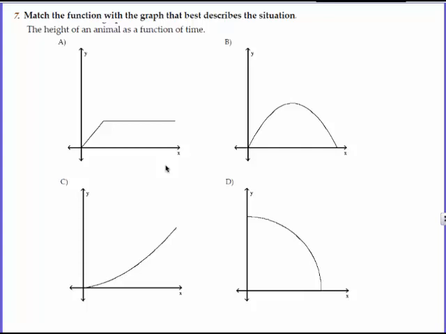Question number 7. Match the function with the graph that best describes the situation. The height of an animal is a function of time. So we are given here a real life scenario wherein we have to model the graph of the height of an animal as a function of time. So basically this is going to be a height versus time graph.